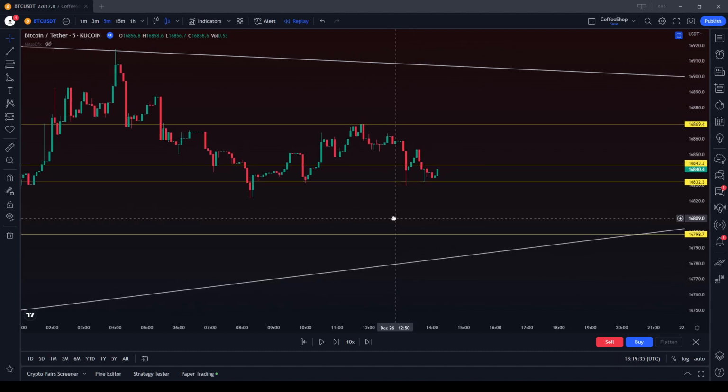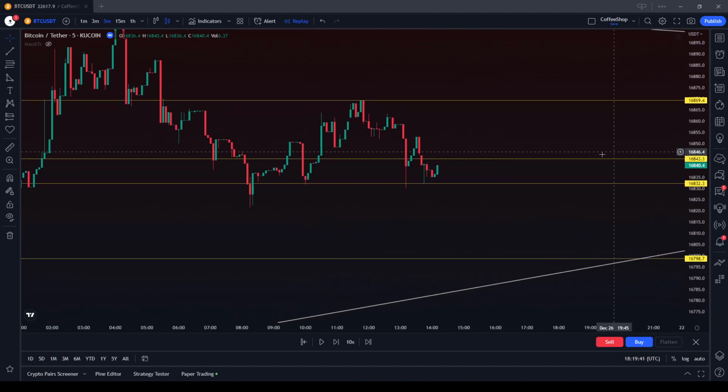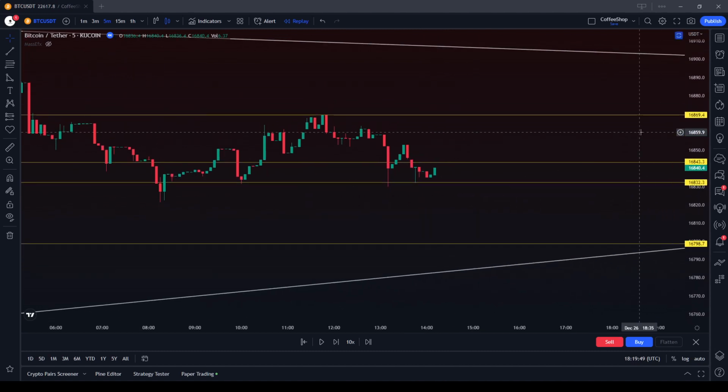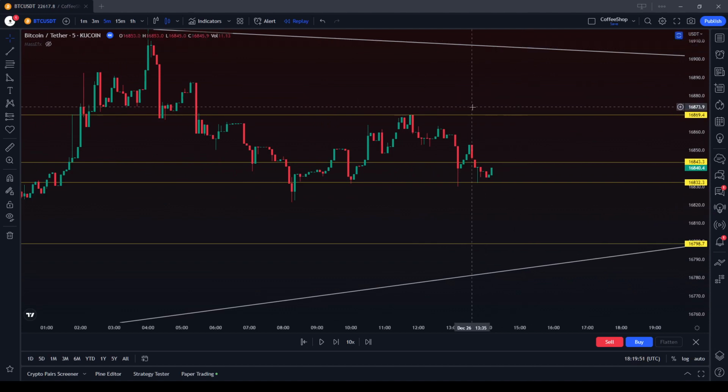Now, what am I looking for now? I'm simply looking for price to reach these support and resistance levels. Don't try and just automatically trade just because price is moving. This is why you set your trend lines, okay, and you set your support and resistance levels. You have to set them.